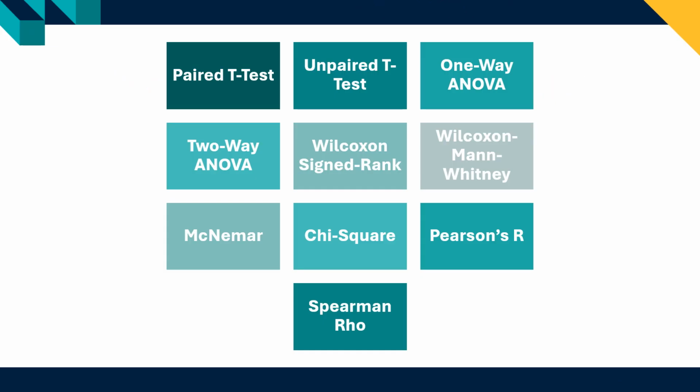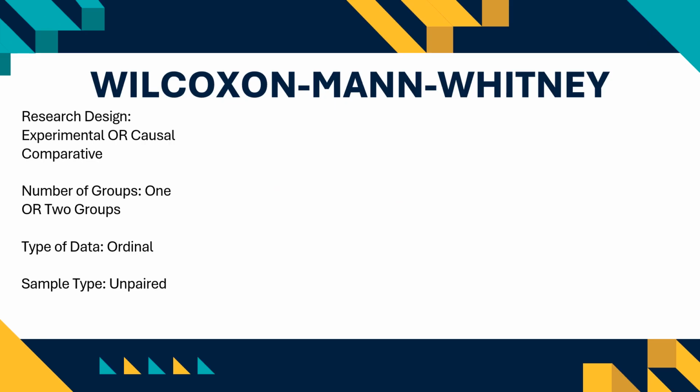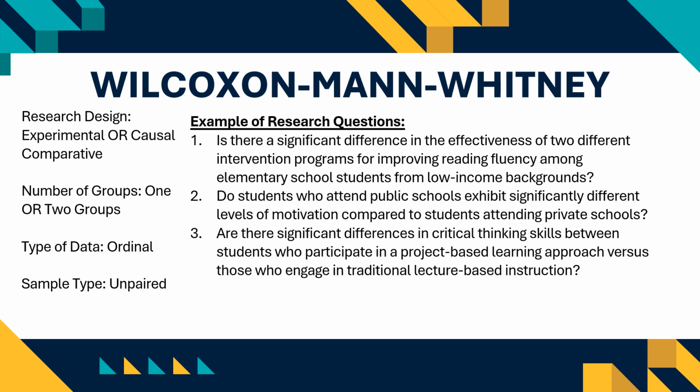Mann-Whitney. The Wilcoxon-Mann-Whitney is useful when you have an experimental or causal comparative research design, when you have 1 or 2 groups, when your data type is ordinal, and the sample type is unpaired.